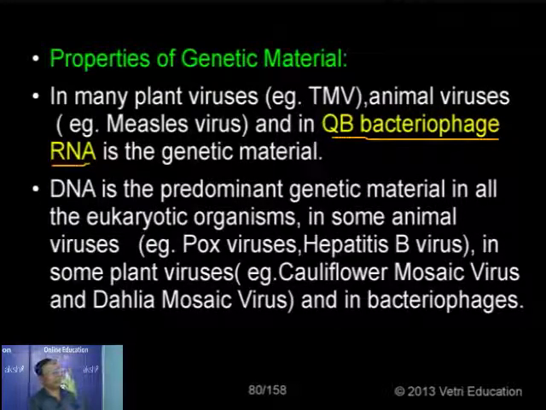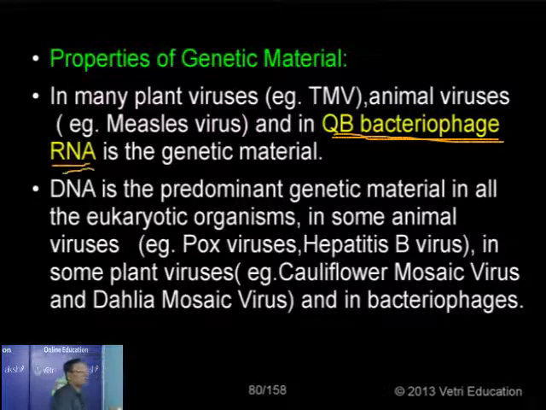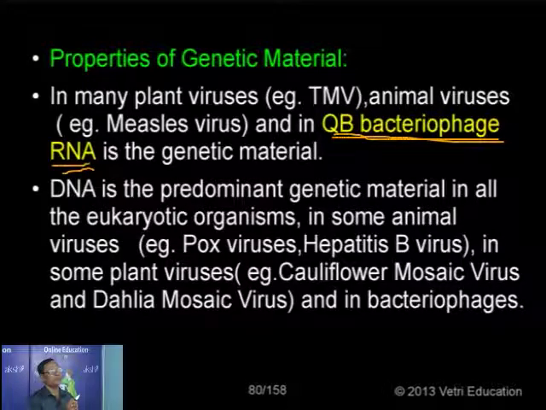So almost all the plant viruses have RNA, except, for example, cauliflower mosaic virus and Dahlia mosaic virus. In these two cases, we have DNA. So all plant viruses excepting these two. Then almost all animal viruses have RNA. There are exceptions; for example, the pox viruses have DNA. And you know that all bacteriophages contain DNA excepting the Qβ bacteriophage. The Qβ bacteriophage alone contains RNA, and all other bacteriophages contain DNA.